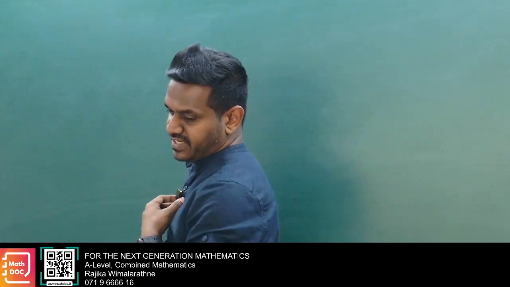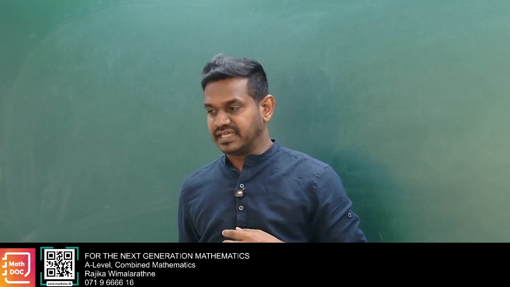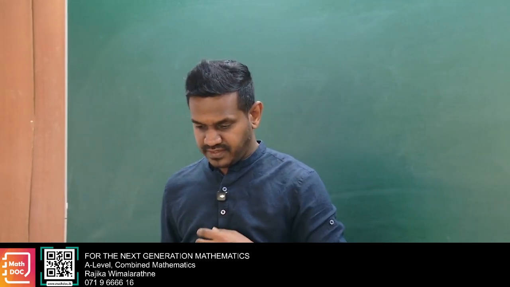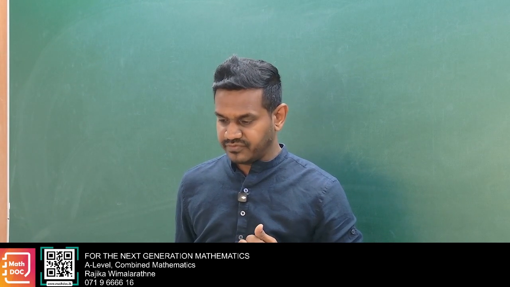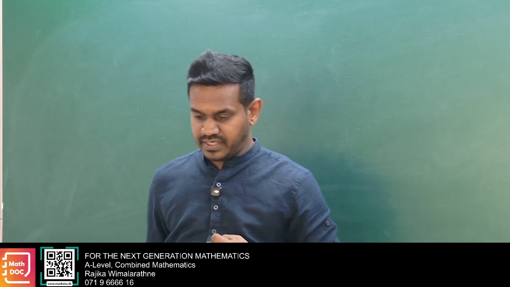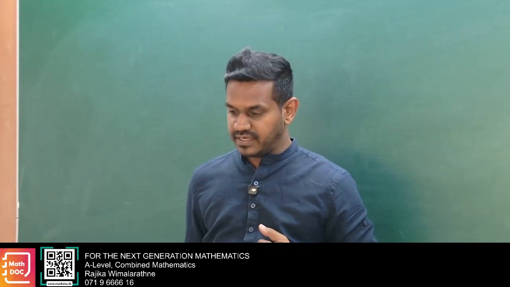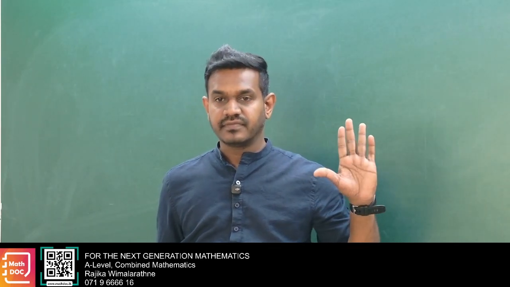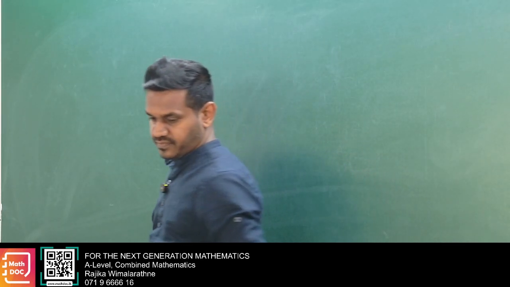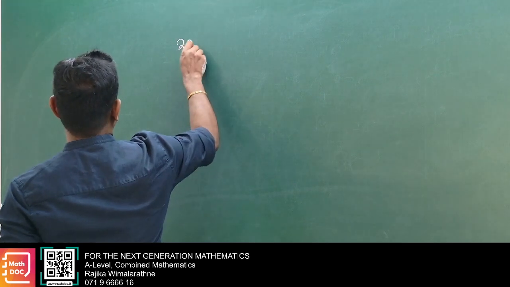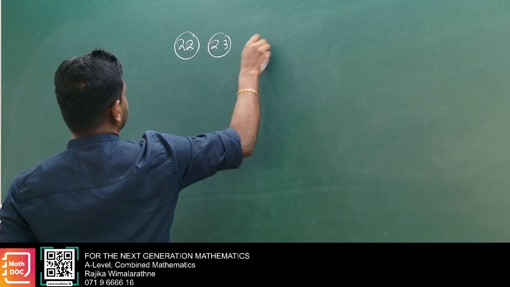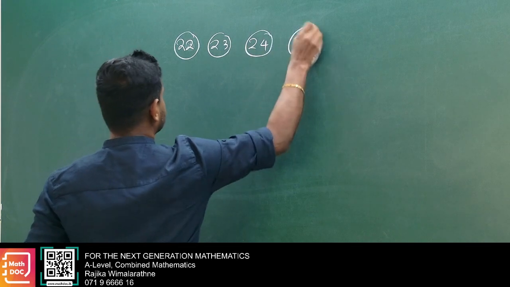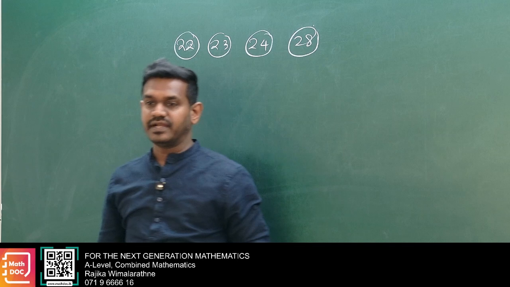Okay, then page number 11 exercise. On page number 11, you can do 4 questions: question number 22, 23, 24 and 28. Okay, start now. Take time. 22, 23, 24, 28. These are exponential types. No hurry, take your time.